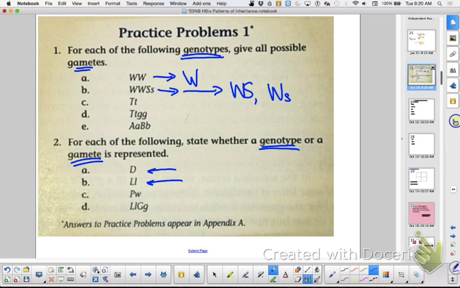Want to keep going on these two? Okay, what would this be? Gamete. Why? Because there's only one P and one kind of W. What about this one? Genotype.